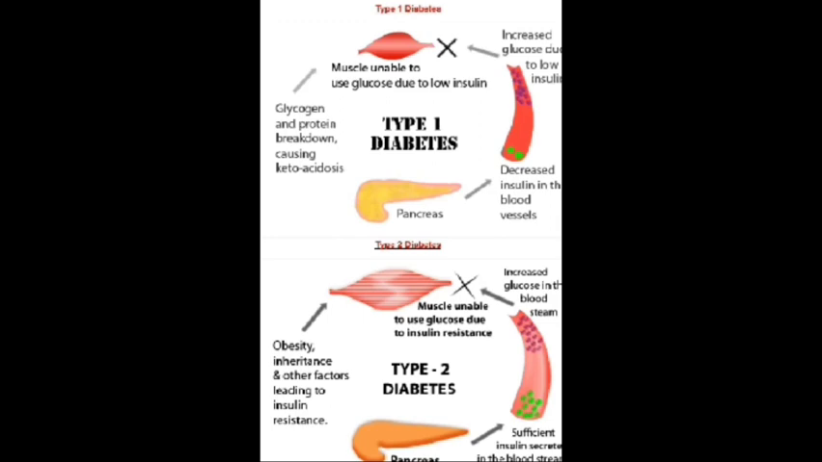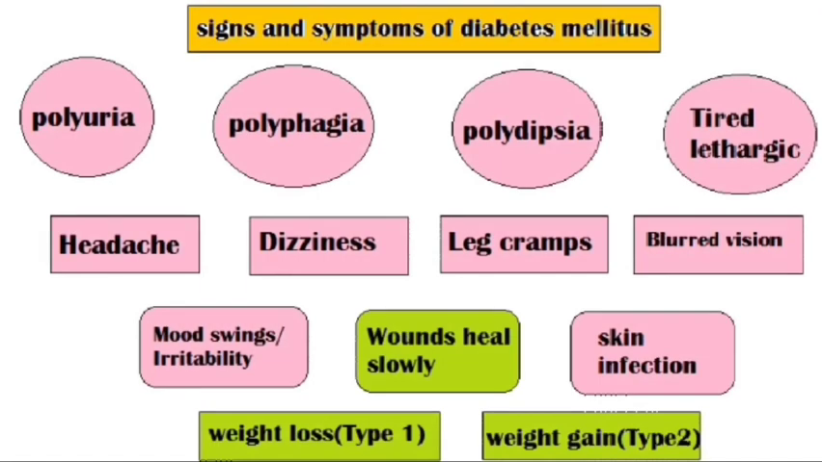Moving further, let's see signs and symptoms of diabetes, which includes polyuria, frequent urination, polyphagia, excess hunger, polydipsia, excess thirst, tired, lethargic, headache, dizziness, leg cramps, blurred vision, mood swings, irritability, wounds heal slowly, skin infections, weight loss in type 1 and weight gain in type 2.